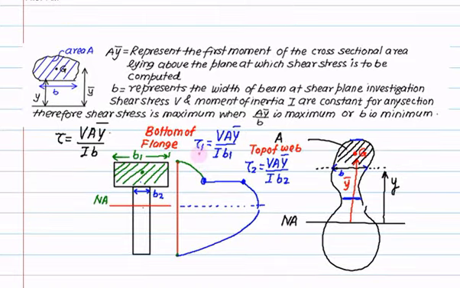Suppose I know the value of tau1, am I able to calculate the value of tau2? What is tau1 by tau2? Is it b2 by b1? So they can ask you one simple question based on this: tau1 by tau2 equals b2 by b1. And b1 by b2 is always greater than 1. So tau2 will be equal to b1 divided by b2 multiplied by tau1. So tau2 is always greater than tau1.